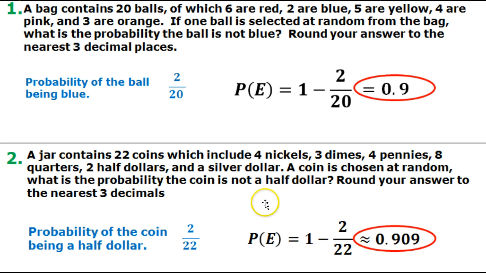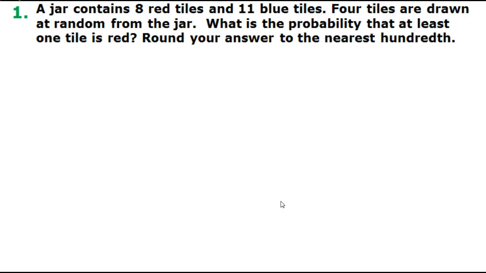And this concept is really just a feeder into what we're about to do now. Now we're going to start to get a little bit more complicated. So here is our question. A jar contains 8 red tiles and 11 blue tiles.